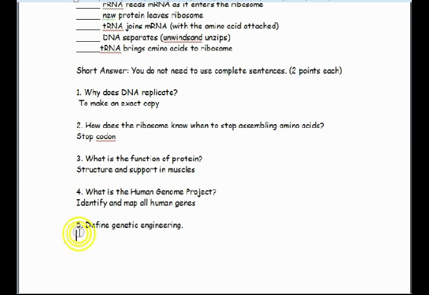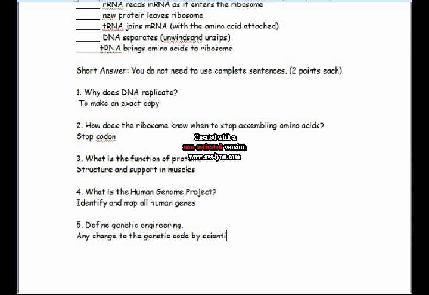And then lastly, define genetic engineering. It's going to be any change to the genetic code by scientists. So not a mutation. Any type of manipulation to the genetic code is genetic engineering.